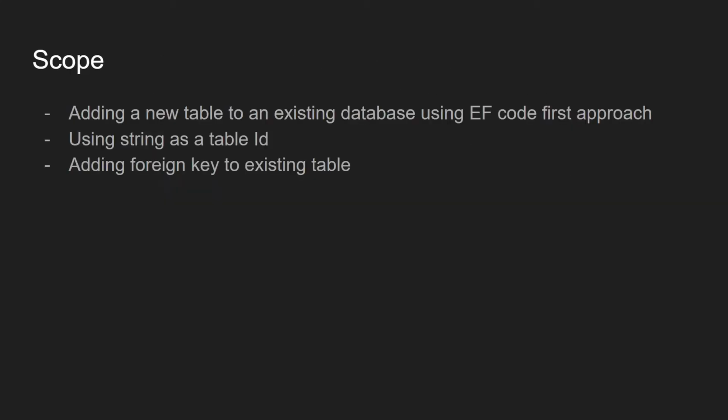The following are the scope for this video. First, adding a new table to an existing database using Entity Framework Code First approach. Then, we'll be using string as a table ID. Lastly, adding foreign key to an existing table. If you want to follow along, you can use the GitHub repository that I will add in the description below.